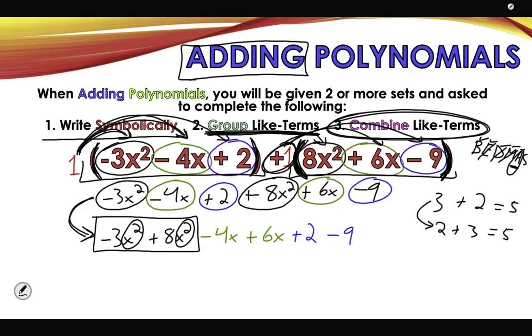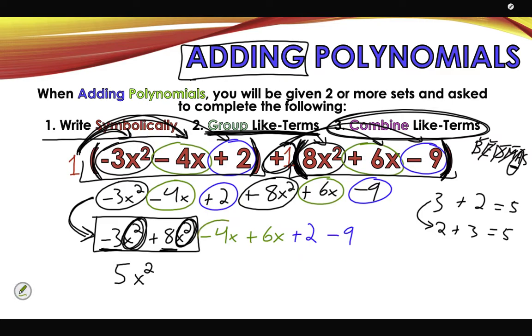Because all we're doing is we're saying, I have negative 3 of whatever this is, and now I'm going to add 8 of whatever that is. So if you have negative 3 and you add 8, you end up with 5 of that same thing. So it doesn't matter that that's x squared, just as long as it's the same in both places.